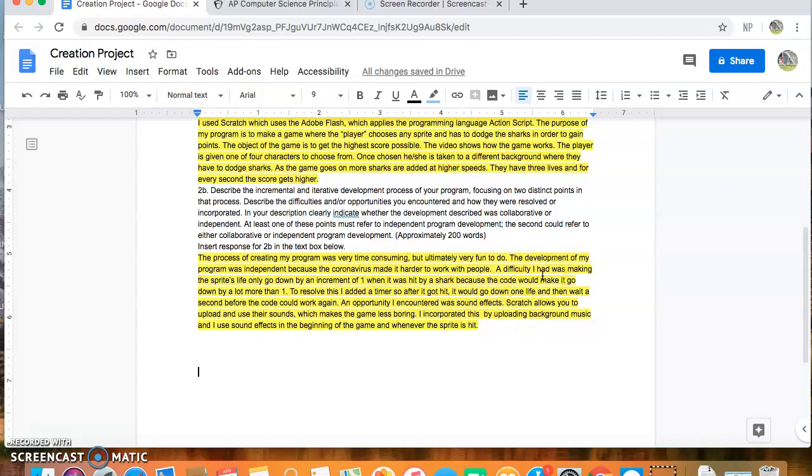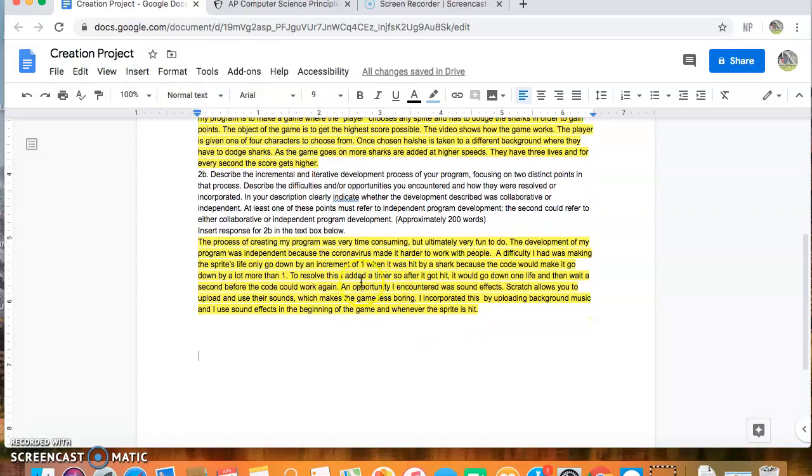A difficulty I had was making the sprite's life only go down by an increment of 1 when it was hit by a shark, because the code would always make it go down by a lot more than 1. To resolve this, I added a timer so after it got hit, it would go down 1 life and then wait a second before the code could work again.